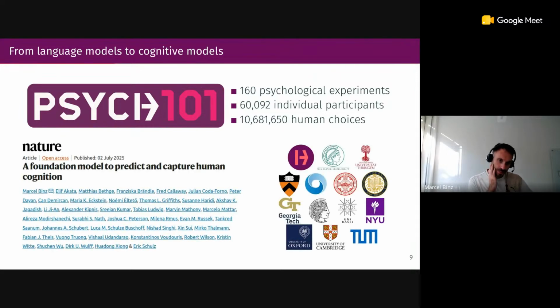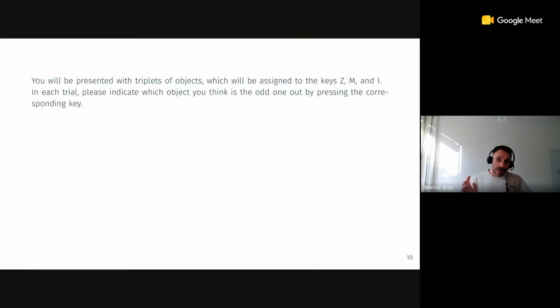The corresponding paper was recently published in Nature and was really an effort of a large-scale international collaboration. People from Princeton, MPI, Google DeepMind as well, NYU, Oxford, Cambridge, Technical University Munich, and so on all contributed to this. The data in this data set that we've created looks something like this.